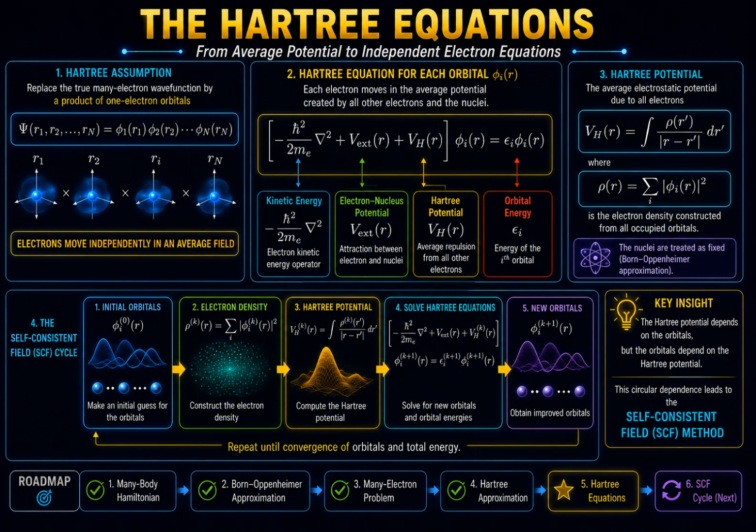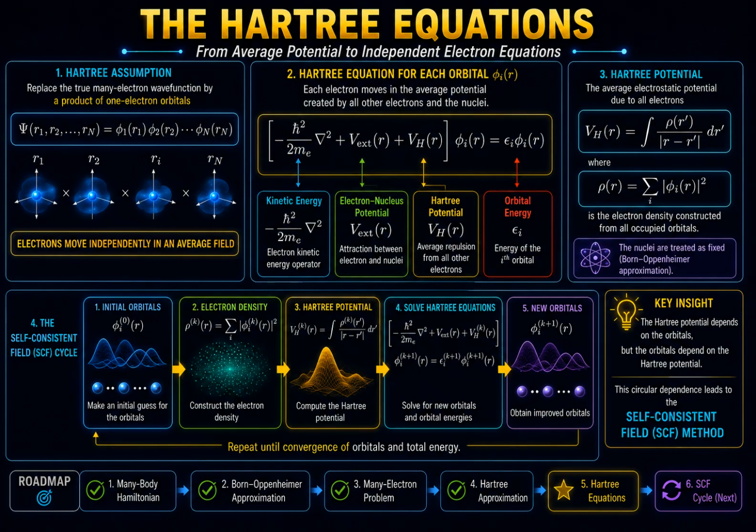Using this approximation, we obtain the Hartree equations shown on the slide. The first term represents the kinetic energy of an electron. The second term represents the attraction between the electron and the nuclei. The third term is the Hartree potential, which accounts for the average electrostatic effect of all the other electrons.